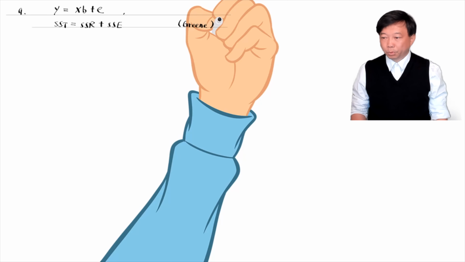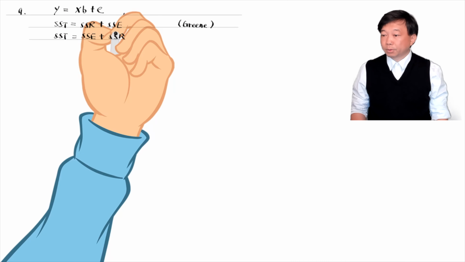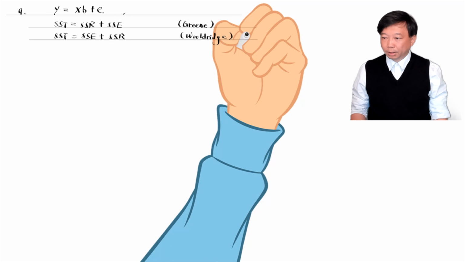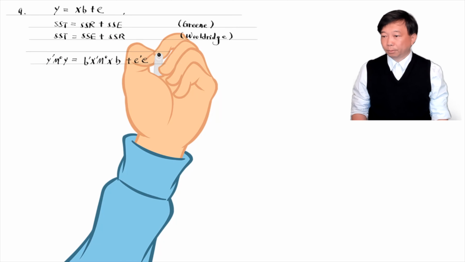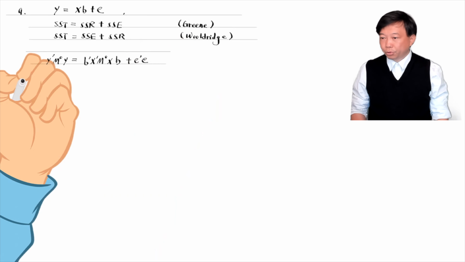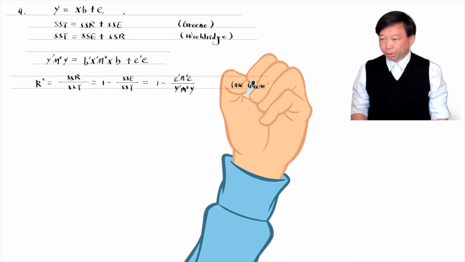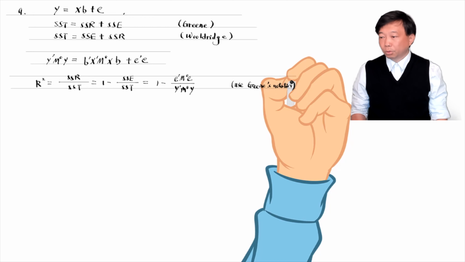It is the notation in William Greene's textbook. In Jeffrey Wooldridge's textbook, the total sum of squares is written as the explained sum of squares plus the residual sum of squares. They use different names for the same decomposition equation. Then the goodness of fit measure, R-squared, is defined as the ratio of the regression sum of squares to the total sum of squares, or 1 minus the ratio of the error sum of squares to the total sum of squares. Using the residual maker M0, we can write the R-squared in terms of M0, residual column vector e, and outcome variable column vector y.